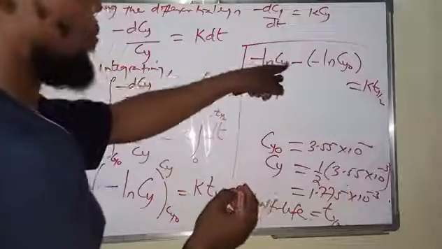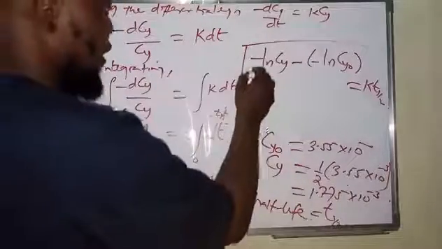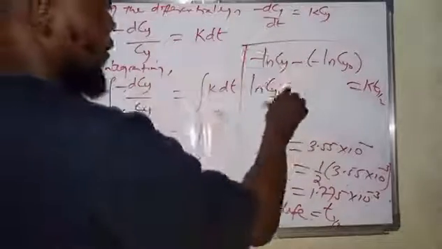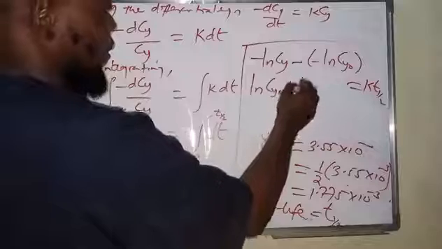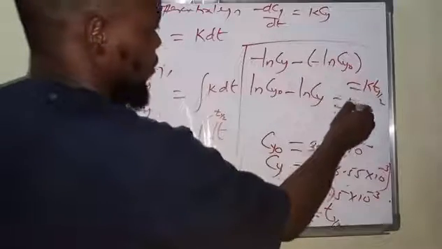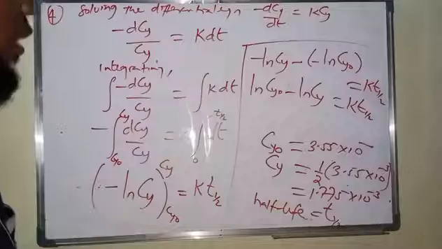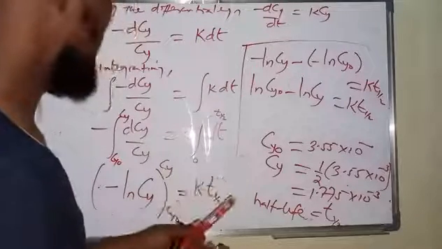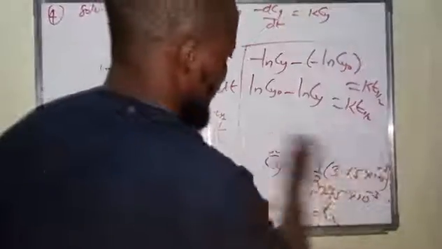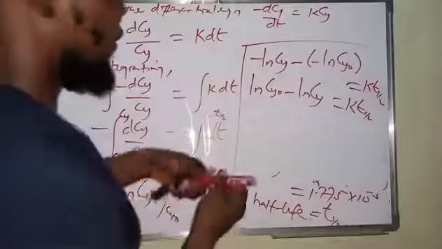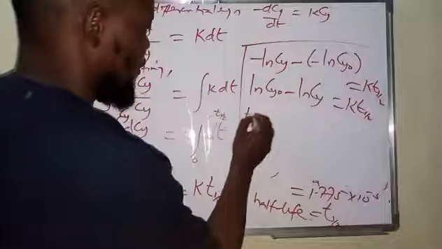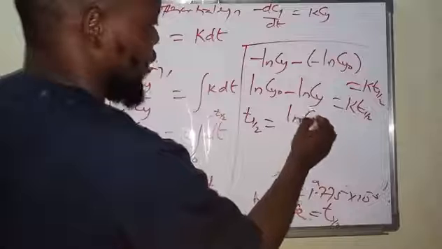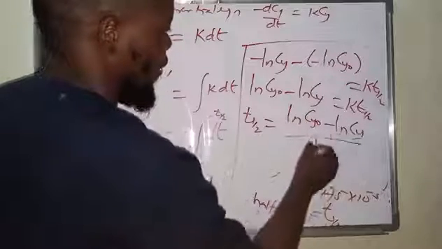So this one will now be minus plus minus is plus, which means we can write this as ln C naught minus ln C equals k t. Understand? So what we now do is to say t a half equals ln of C naught minus ln of C, all over k.